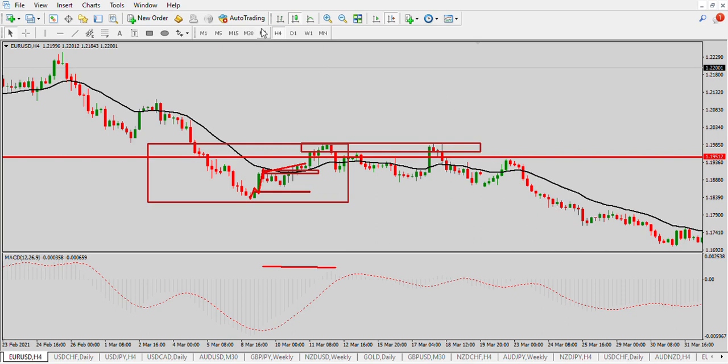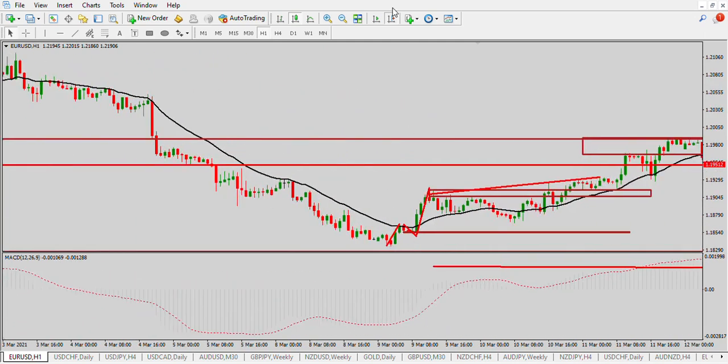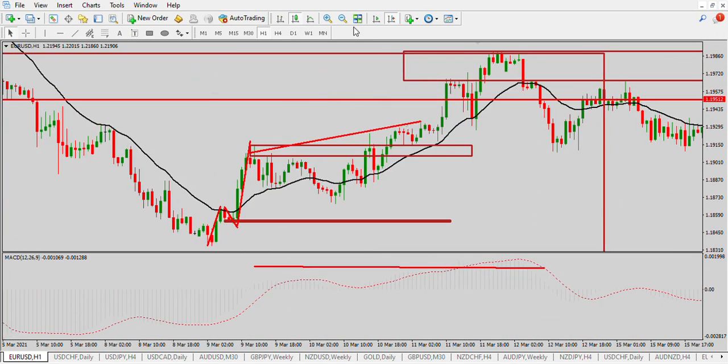Now we go down to the 1 hour time frame, and what are we looking for? We are looking for a break in the 1 hour time frame market structure, a divergence. Then we have the continuous selling. Now let's check.